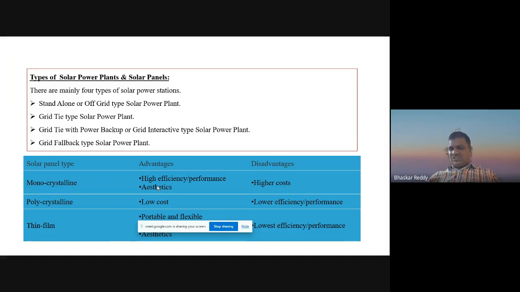Then only the efficiency of the solar power plant will become maximum. But I told you the panel itself plays an important role. The panels are of three types. The first type is called thin film type.